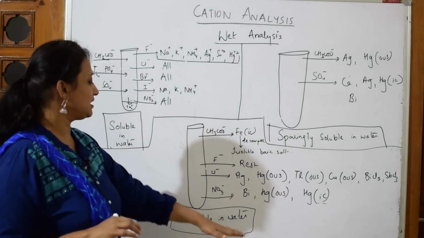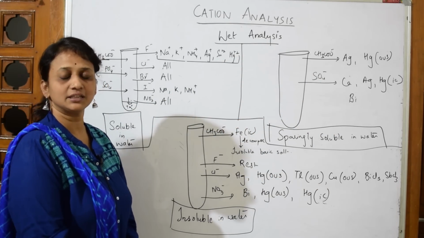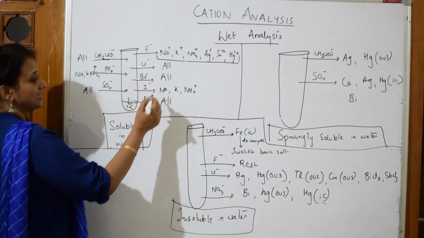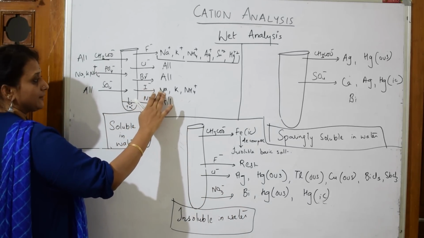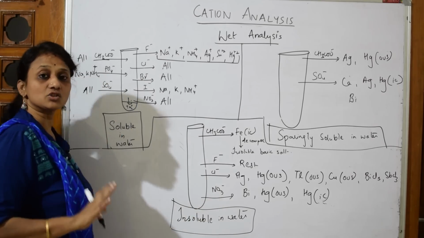I have not written any bromide here. I have not written any bromide there. So confirmed, all bromides are soluble. Let us come back to iodide. Iodides of sodium, potassium and ammonium are soluble in water.